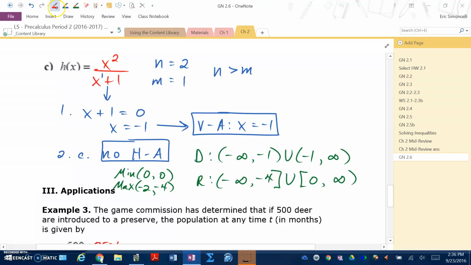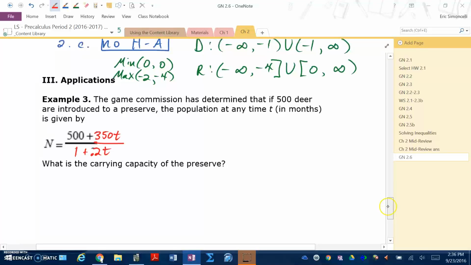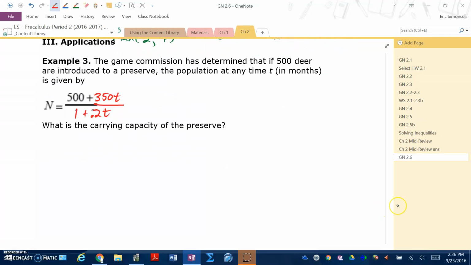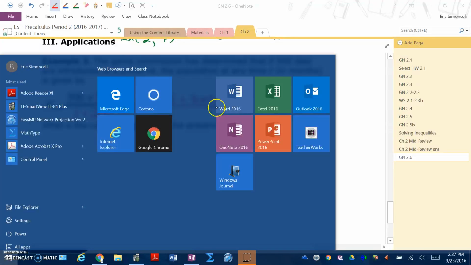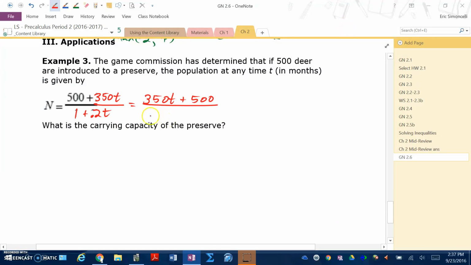The next example I'm going to go ahead and take a look at is an application problem, example 3. It says, the Game Commission has determined that if 500 deer are introduced to a preserve, the population at any time t in months is given as such. Okay, so what I'll do here is take the equation and rewrite it as 350t plus 500 all over 0.2t plus 1. The reason I'm doing this is so that I can easily distinguish between my n and my m values. Everything is written nicely in standard form.